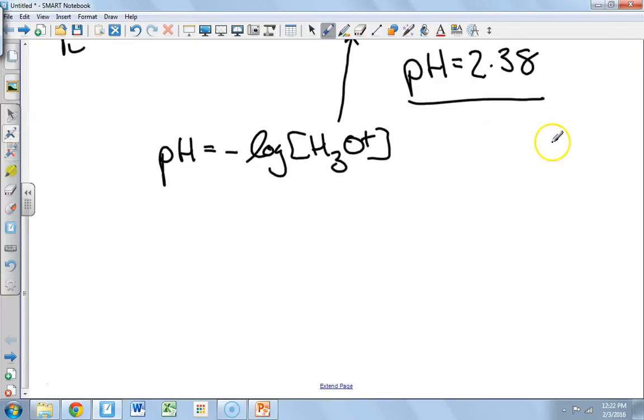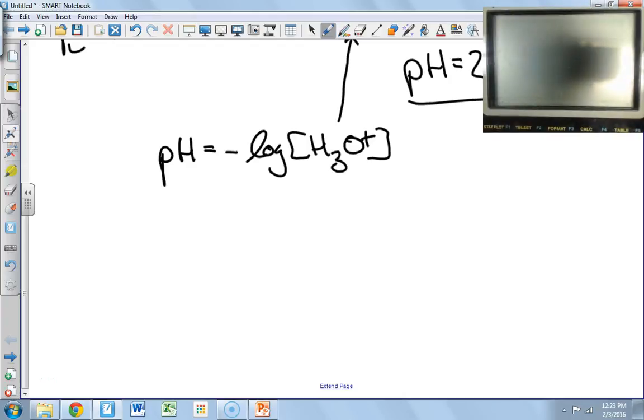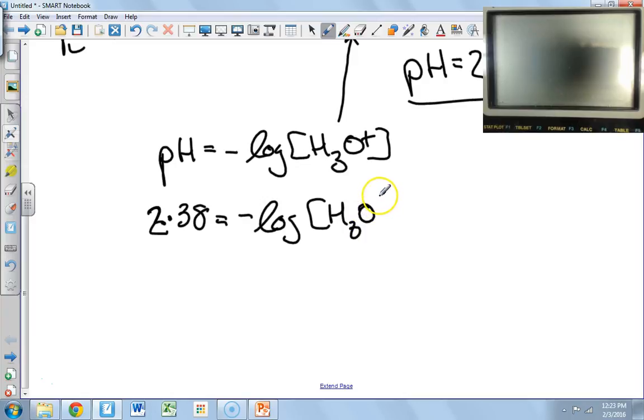Okay, so I'm actually going to do something kind of neat. One of the things that I think may help you is seeing me plug this in the calculator. So I have put my calculator up there. Okay, and so we're going to do this. 2.38 equals the negative log of the concentration of the hydronium ion.